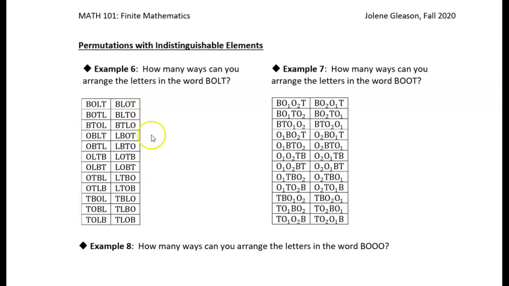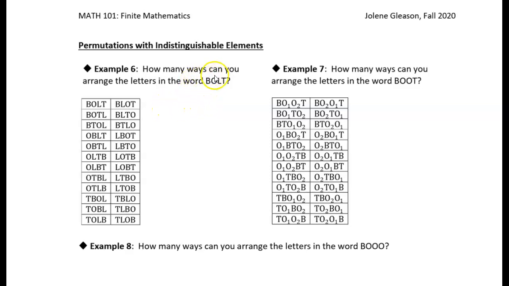All right, so permutations are a pretty straightforward application of the multiplication principle. In this next set of examples, I'm going to build up a little bit more of a complication when we have indistinguishable elements. So example 6 is just pretty straightforward.